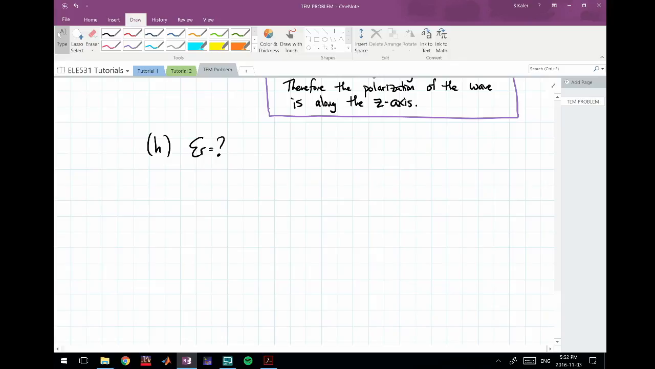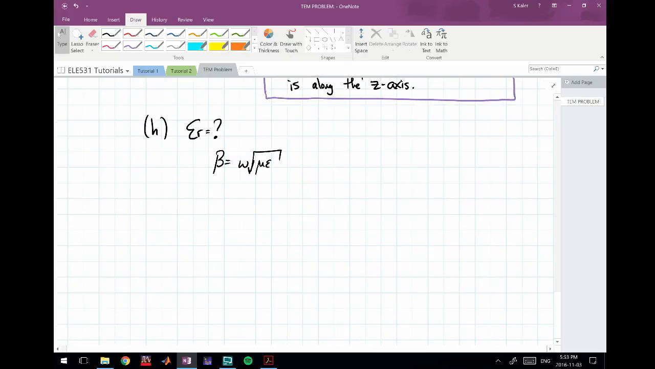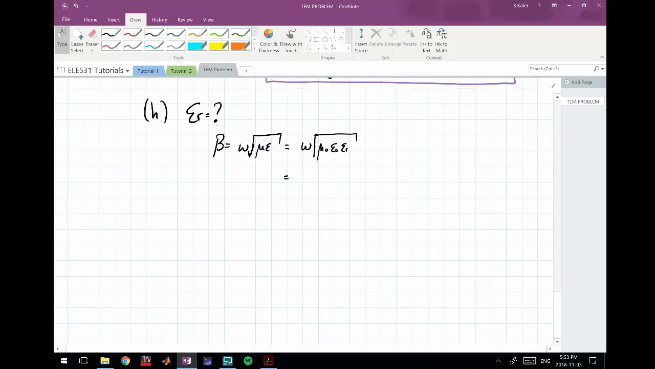Where do we start? Okay, so we have a definition for beta, which says omega root mu epsilon. Now the thing about this is you're not allowed to use a calculator, so you have to be able to do all of this with pen and paper. But if we apply what we know, we have an omega, we know we have a mu naught, and we know we have an epsilon naught, and we know we have an epsilon r. So now what we can do is start to take the things that we do know and start to simplify our problem a bit. So we know this is omega, and then we know that this is mu naught epsilon naught, and this is just epsilon r. So I'm just separating.